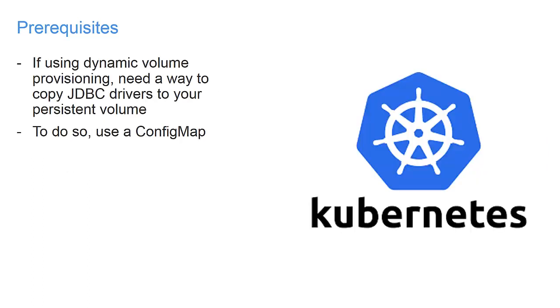Some Kubernetes clusters support dynamic volume provisioning. This allows persistent volumes to be created automatically when your Helm chart is installed. If your cluster supports dynamic volume provisioning, you will not need to manually create the two persistent volumes we just talked about. However, the extlib persistent volume still needs to contain your JDBC driver at install time. In order to copy your JDBC driver to the extlib persistent volume at install time, we will use a config map. We will use dynamic volume provisioning and a config map later in this video.